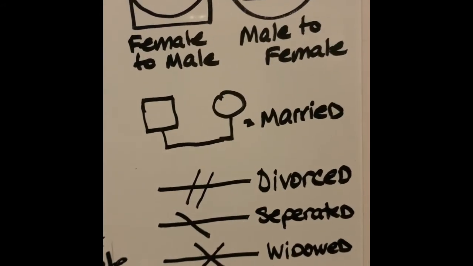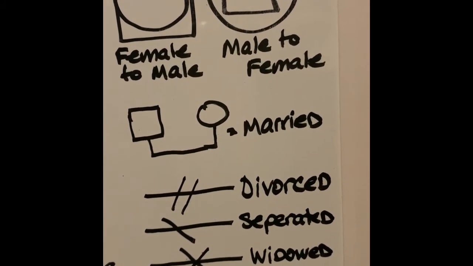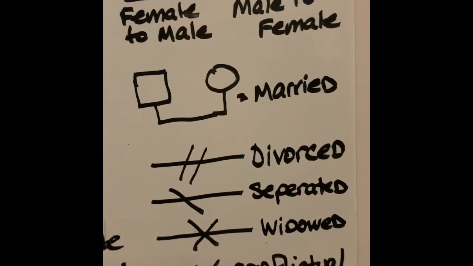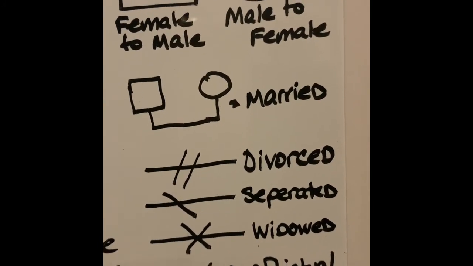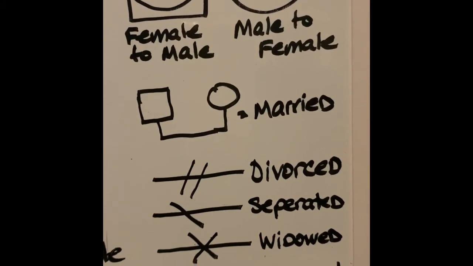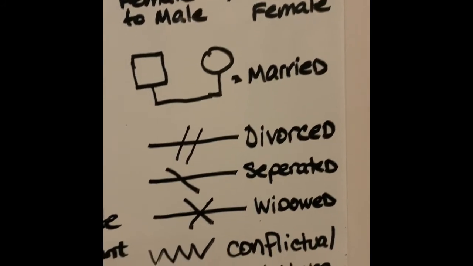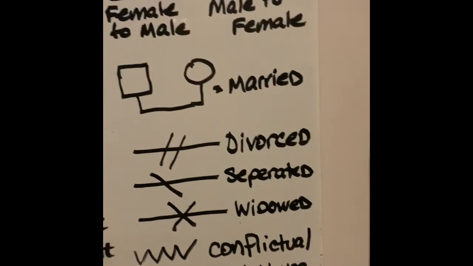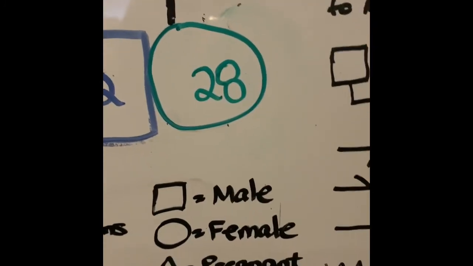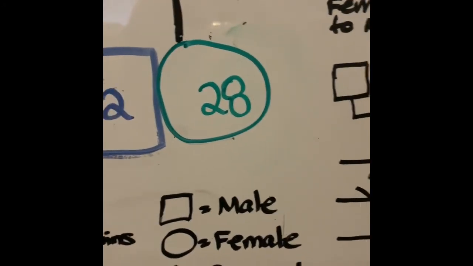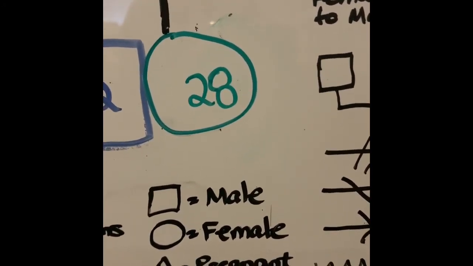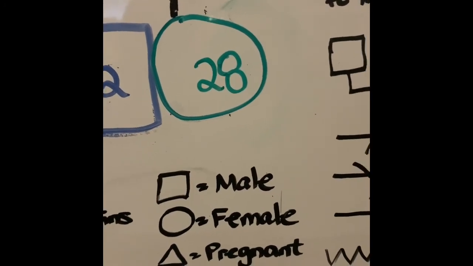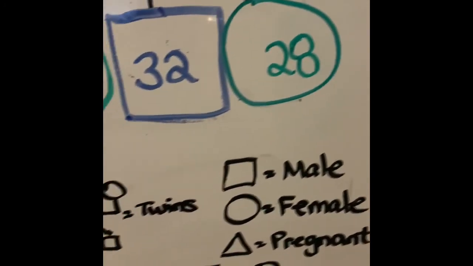And then you have a line with two slanted lines going across it that represents divorce, and a slanted line to the left represents separation, and an X through the line represents widowed. And then you have the jagged line for a conflictual relationship. Double jagged line is sexual abuse, and the scattered line with the arrow is neglect.